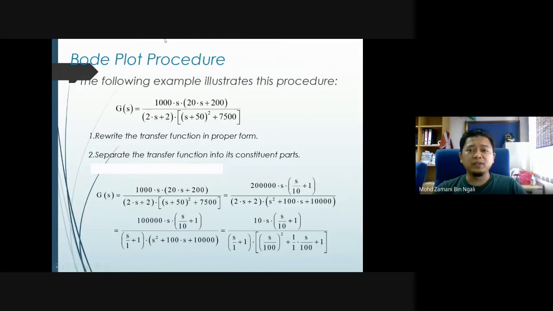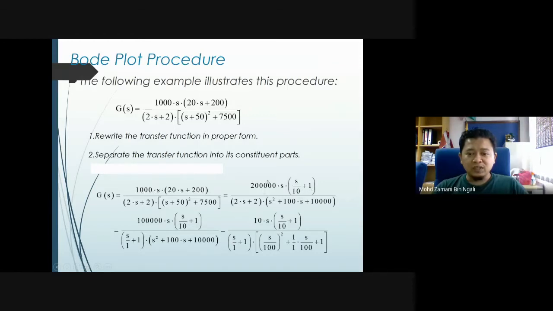The following example illustrates this procedure. So let's say we have g, the transfer function. The first step is to rewrite the transfer function in proper form, and then we separate the transfer function into its constituent parts. So this is how you rewrite in proper form. We know that this 20s plus 200 needs to be divided by 200, so it becomes s over 10 plus 1.